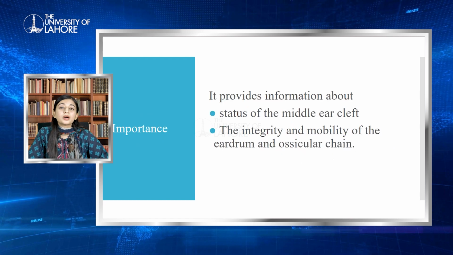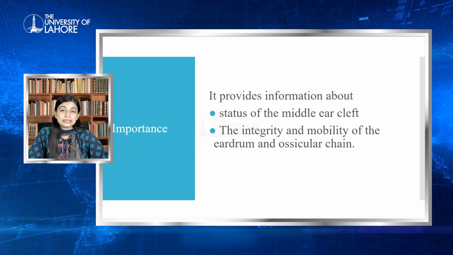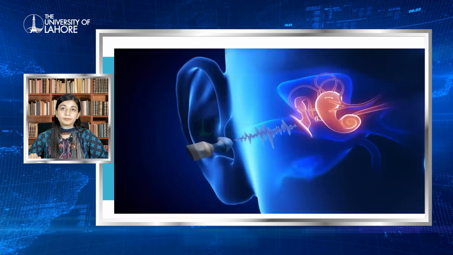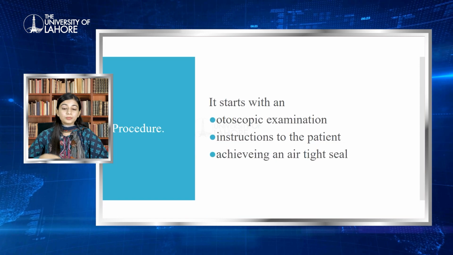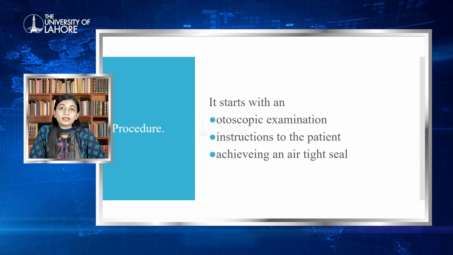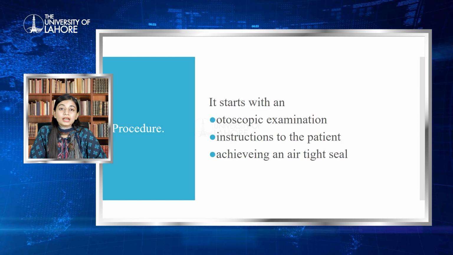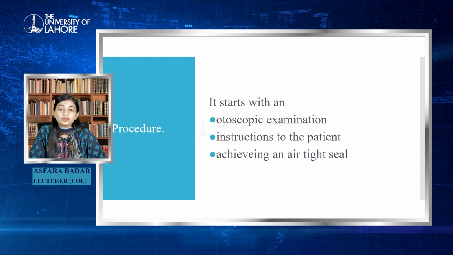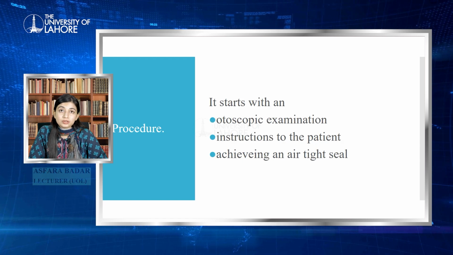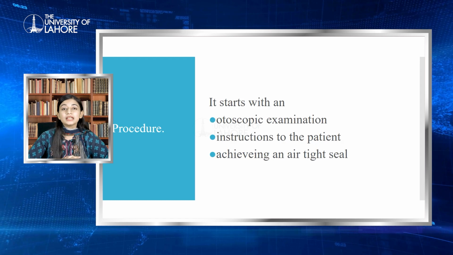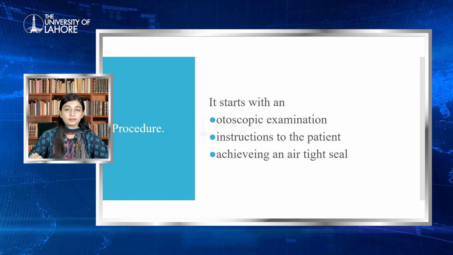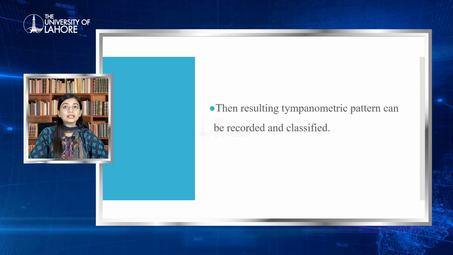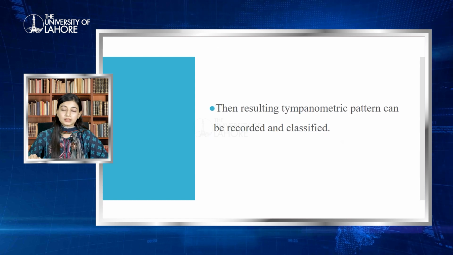It provides information about the status of the middle ear cleft, and the integrity and mobility of the eardrum and ossicular chain. Procedure: first of all, the patient should be examined with an otoscopic examination, and then you have to give instructions to the patient regarding the tympanometry, that it will not do any harm to the patient, and the probe tip should be airtight to the respective ear. Then the resulting tympanometric pattern can be recorded and classified.